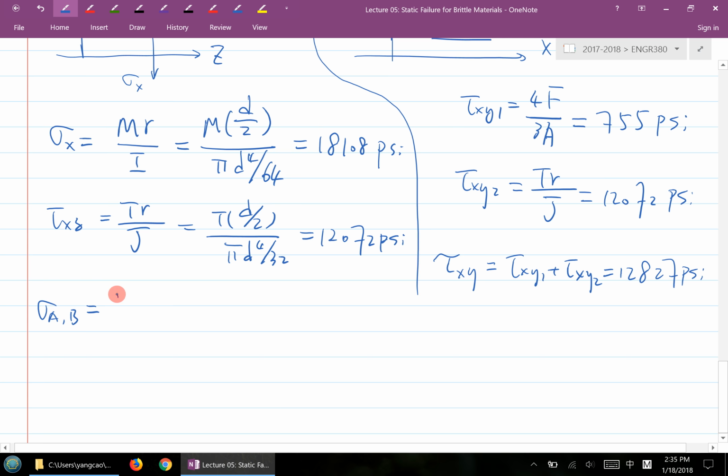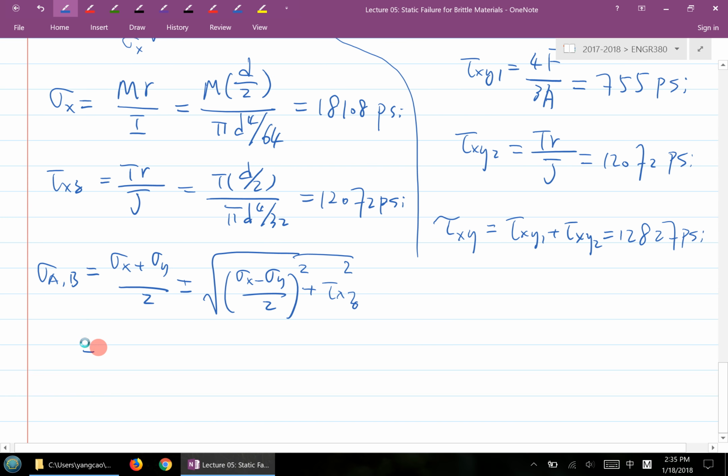Okay, the formula for sigma A and B. The formula you already use has the subscript tau xy, but that's in the perspective of the xy plane, right? So in our case, it's really just tau xz squared. Okay, so plug it in, and you'll get two numbers representing sigma A and sigma B. What's sigma B?